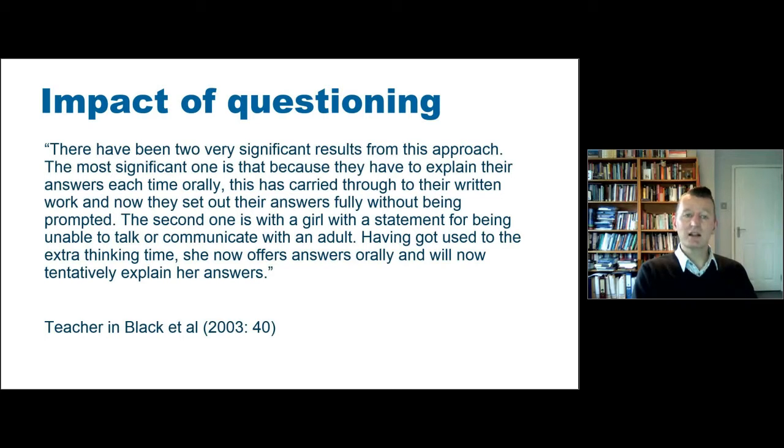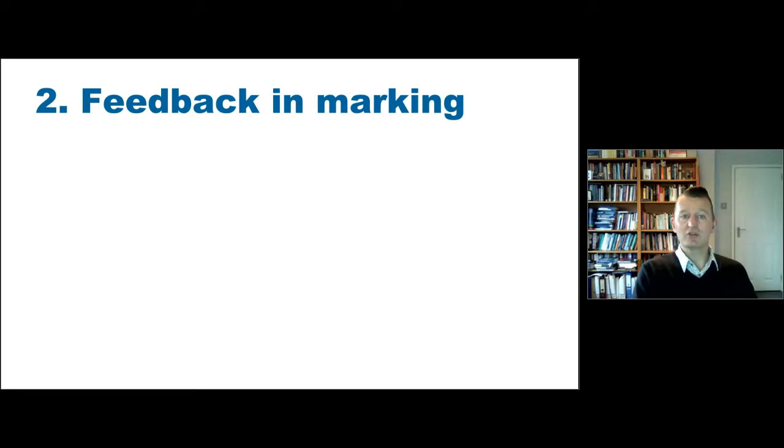And then the second impact that he noticed was a girl in his classroom with a statement for special needs, who was unable to talk or communicate confidently with adults, had got so used to using the extra thinking time that she was now able to offer answers. That gave her more confidence. So the teacher was able to use that thinking time as a strategy for including more people in the lesson.